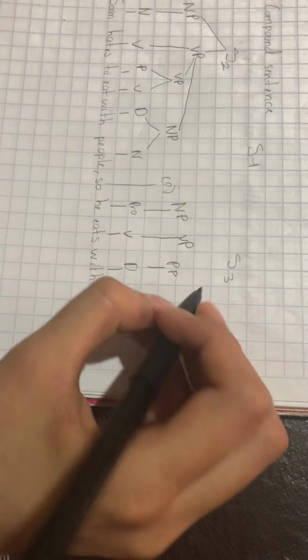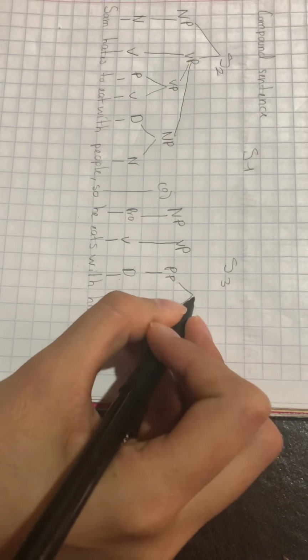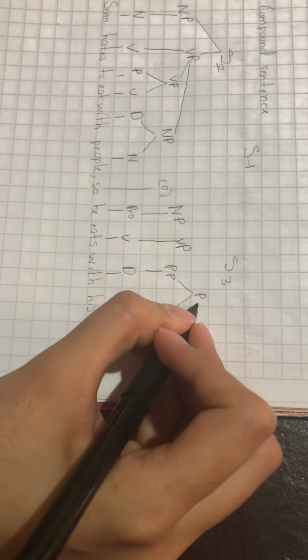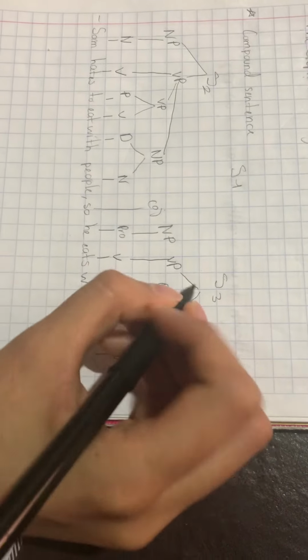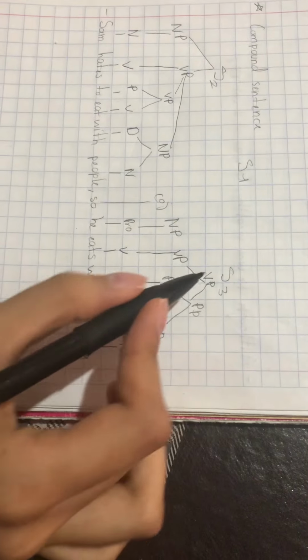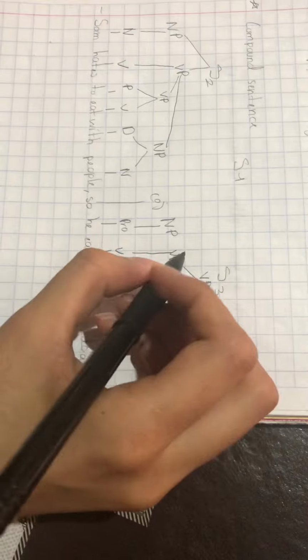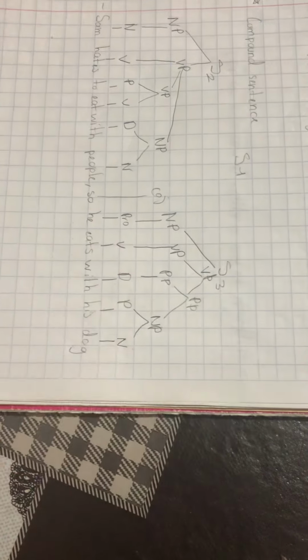Now that we have this together, we create another preposition phrase. And finally, the verb phrase creates a verb phrase altogether. Together it's a verb phrase, and now we have the verb phrase and the noun phrase. And finally, we have the complex sentence.